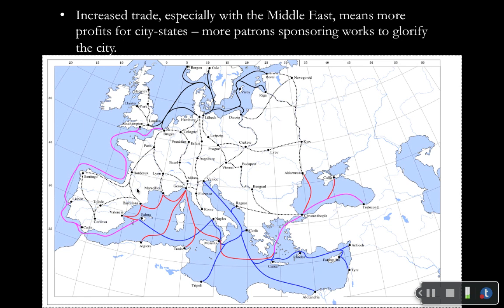Also at this time we have an increase in trade, so especially with the Middle East. This means much more profit for city-states, especially in Italy. So you can see here a map of the trade that increased at this time. So more patrons were sponsoring works because there was much more money in the cities. And you didn't have to be a ruler to patron works, you just had to have money. And so a lot more people in cities like Florence, Rome, Naples, Venice had more money. And so important bakers, important traders were becoming important patrons for the city.